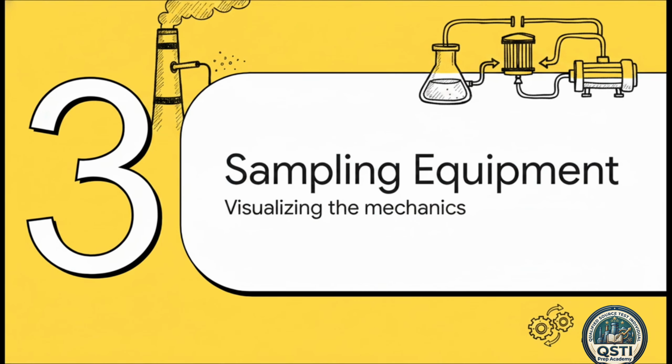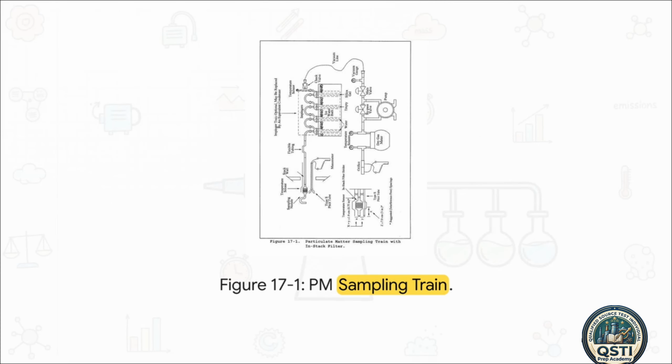All right, Section 3, the sampling train equipment, visualizing the mechanics. Let's take a look at the complete particulate matter sampling train from the EPA documentation. Notice the layout here. Over on the left, you've got the components that are physically inserted right through the stack wall. Gas enters the sampling nozzle, immediately passes through that in-stack filter holder, and then travels all the way down the flexible tubing. Next, it hits the condenser section.